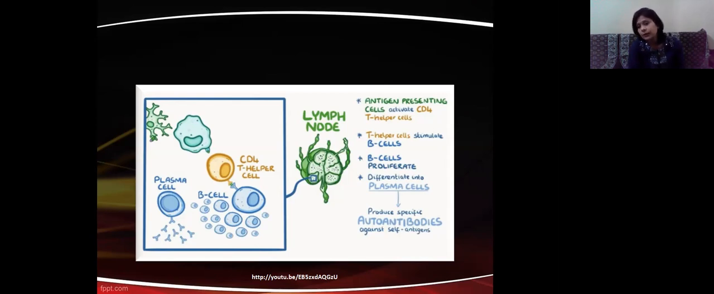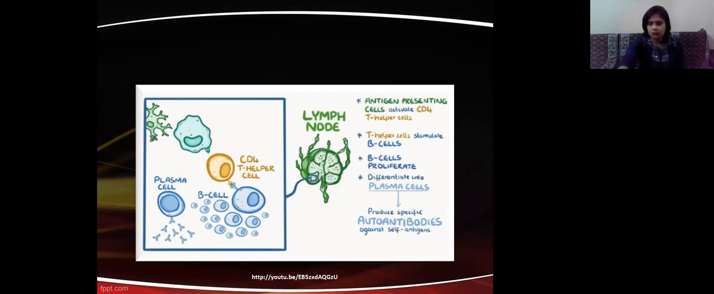One is rheumatoid factor. This rheumatoid factor is an IgM antibody which is formed against the Fc domain of IgG, the modified IgG antibodies. And the second is anti-CCP antibodies, which are formed against citrullinated proteins, which are vimentin and type 2 collagen.